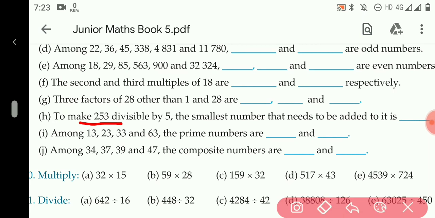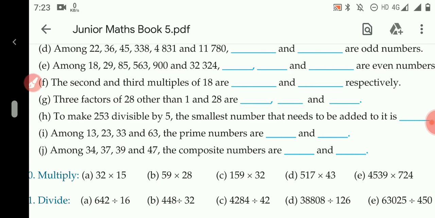In I part, among 13, 23, 33 and 63, the prime numbers are dash and dash. So the prime numbers are those numbers which are only divisible by itself and 1, like 2, 3, 5, 7, 11 etc. Among 13, 23, 33 and 63, find out the numbers which are prime numbers. In J part, among 34, 37, 39 and 47, the composite numbers are dash and dash. So what are the composite numbers? Composite numbers are those numbers which are divided by itself and with other tables also. So find out the numbers which are composite.